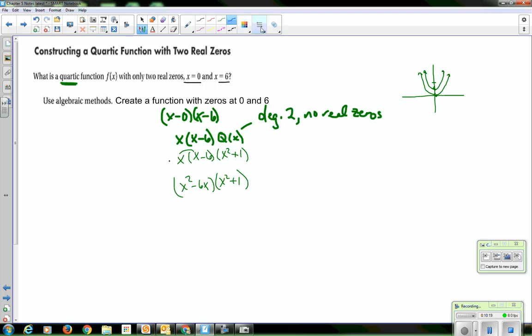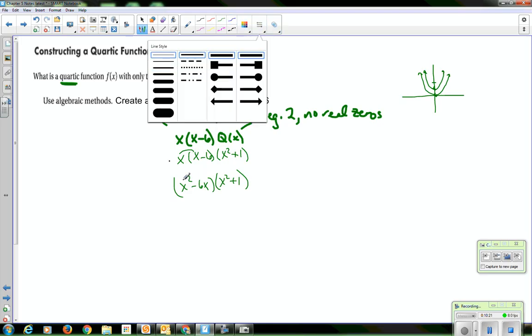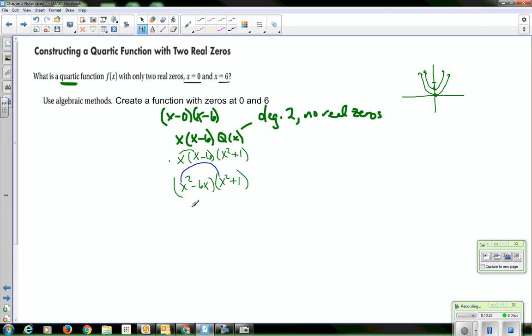So I'm going to do my first: x squared times x squared is x to the 4th. I'm going to do my outside: x squared times 1 is x squared. I'm going to do my insides: negative 6x times x squared is negative 6x cubed. And then I'm going to do my last: negative 6x times 1 is negative 6x.